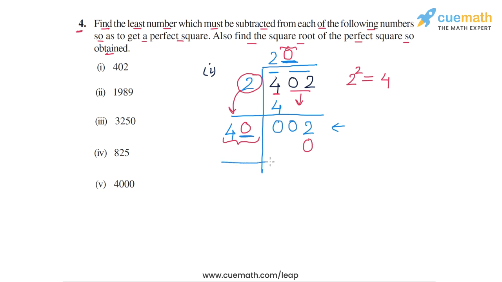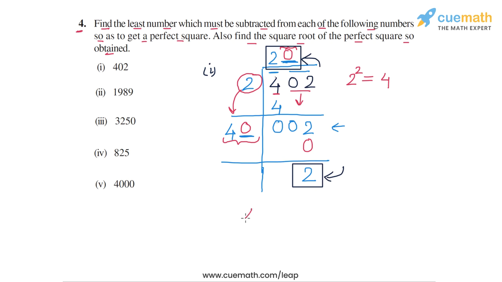And now if we subtract, we obtain a remainder of 2, and no more digits are left in the original number. So the division process can stop at this point. So we have obtained a remainder of 2 and we have obtained a quotient of 20. What does this mean? This means that the number 402 is not a perfect square because we obtained a remainder of 2. But if we take away this remainder of 2 from the original number, we will obtain a perfect square. And what will be the square root of that perfect square? It will simply be equal to this quotient that we have obtained, which is equal to 20.